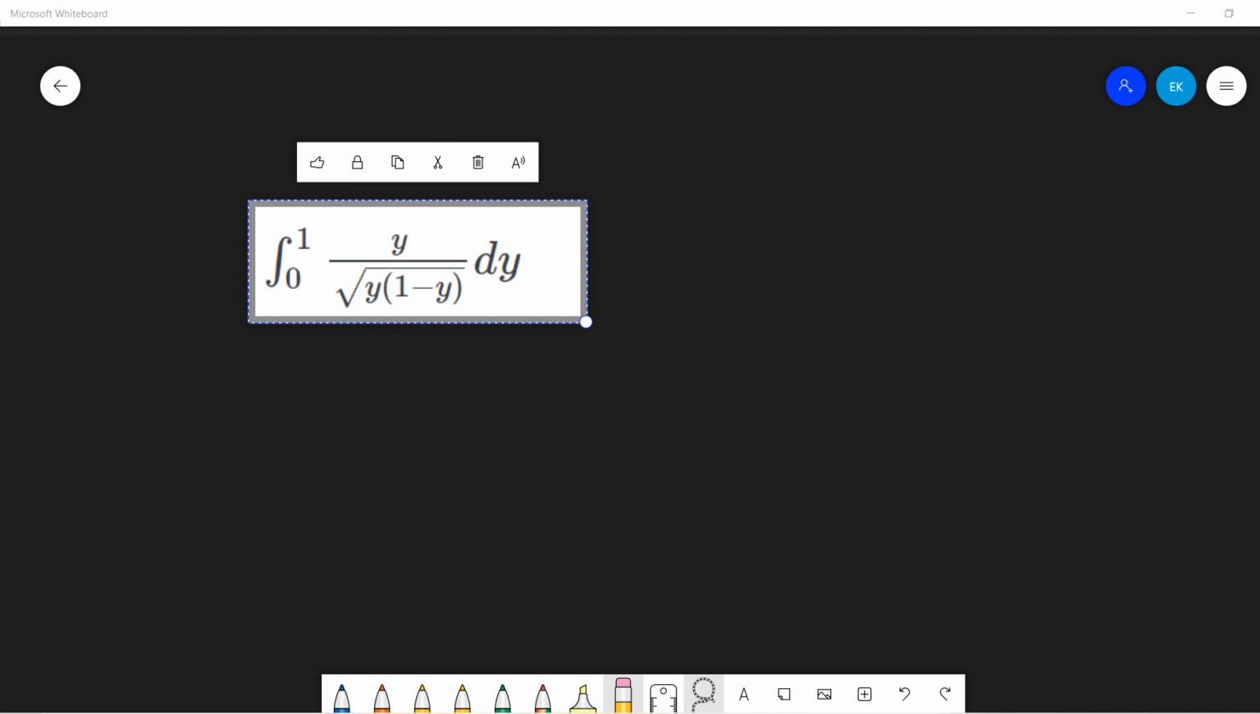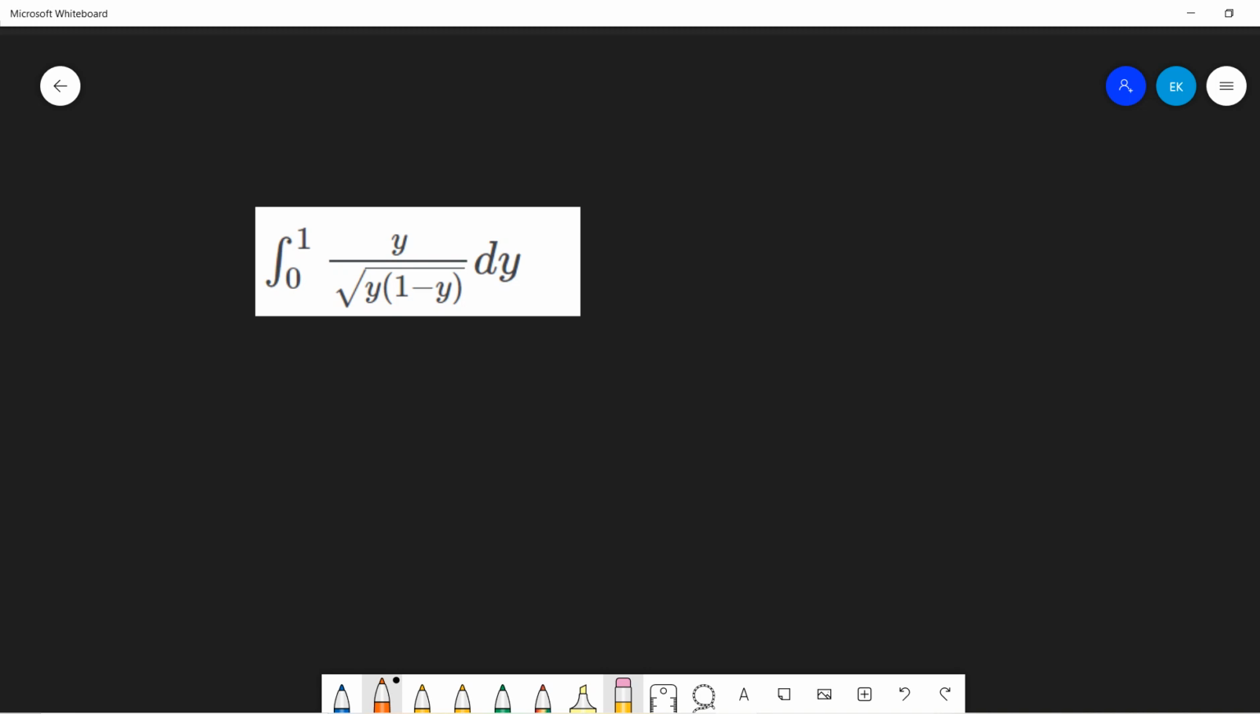Welcome guys. So today let's talk about this integration. This problem is also common in calculus tests or even complex analysis. So today let's use two ways to solve this. I will provide two ways.